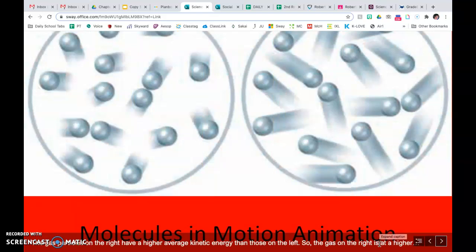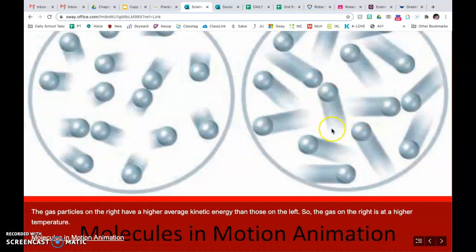Here we have a still shot of molecules in motion. And if you'll notice, the one on the left, they're spaced out a little bit further and they're not moving quite as fast, because you can tell the line behind them, that little blur, is not as much as it is on the right. So the gas particles here on the right have the higher kinetic energy than those on the left. So the gas on the right is at a higher temperature. And you can come back and watch this molecules in motion animation to actually see the molecules when you apply heat and less heat and what happens to them with their motion.